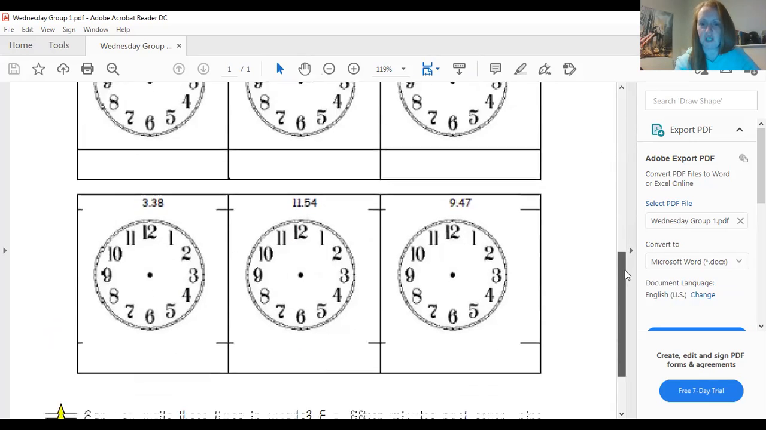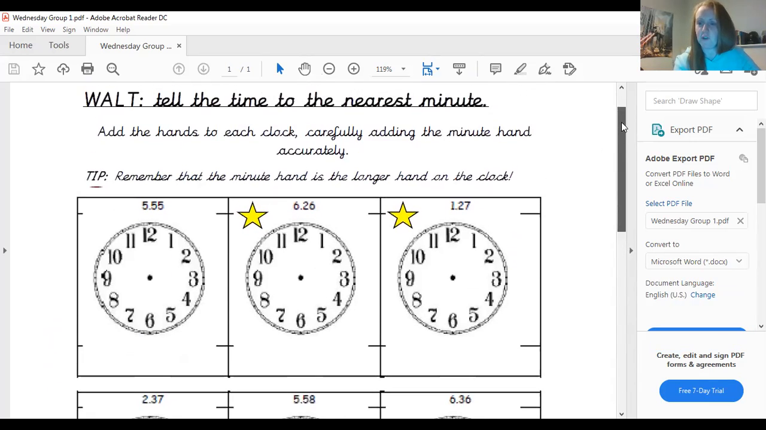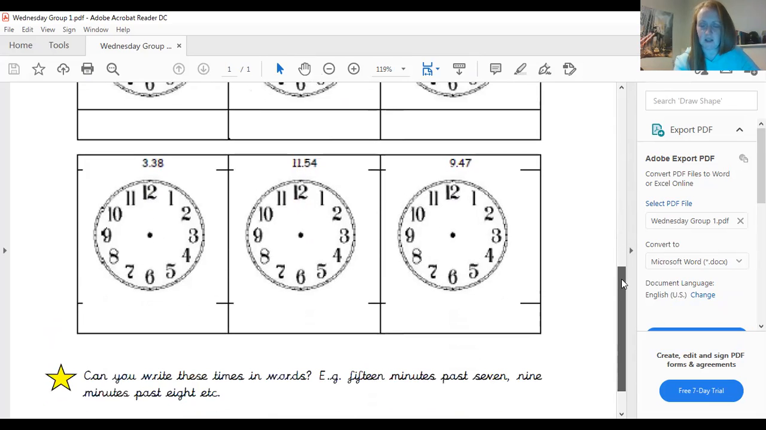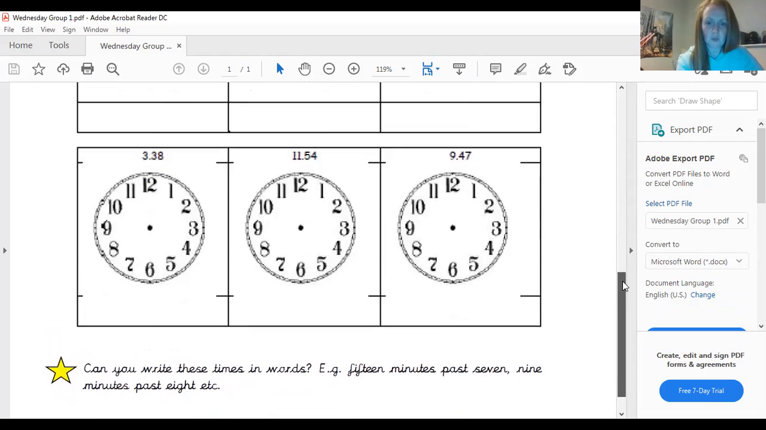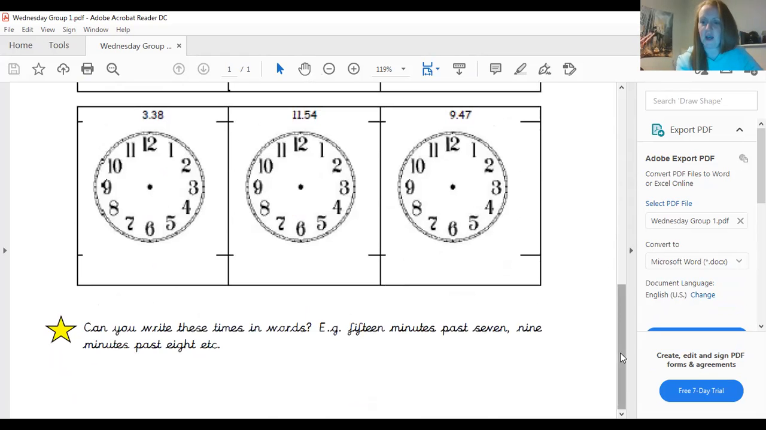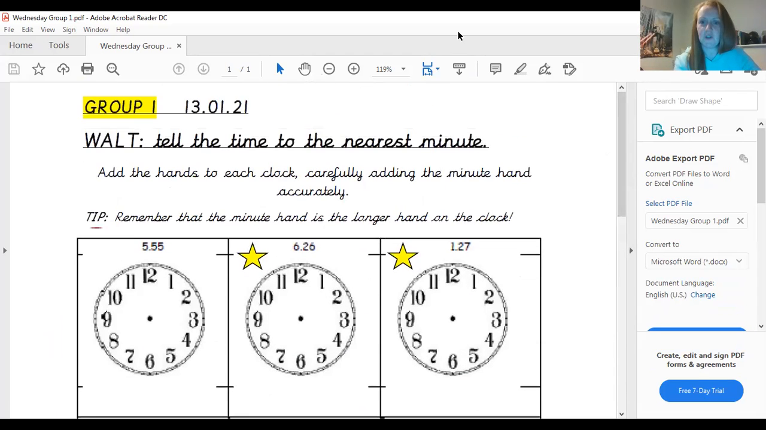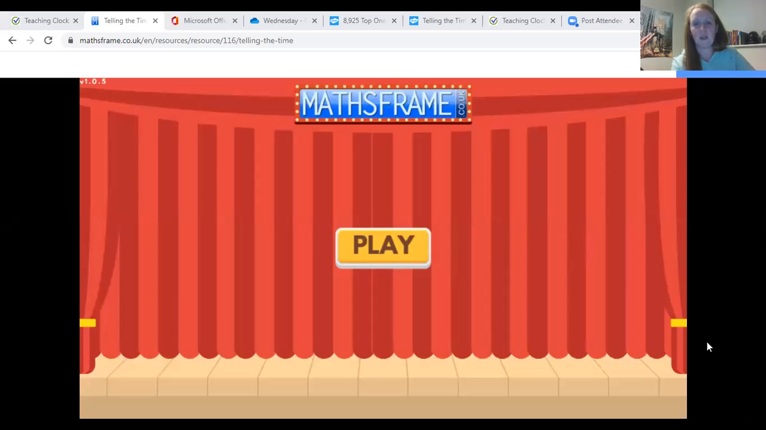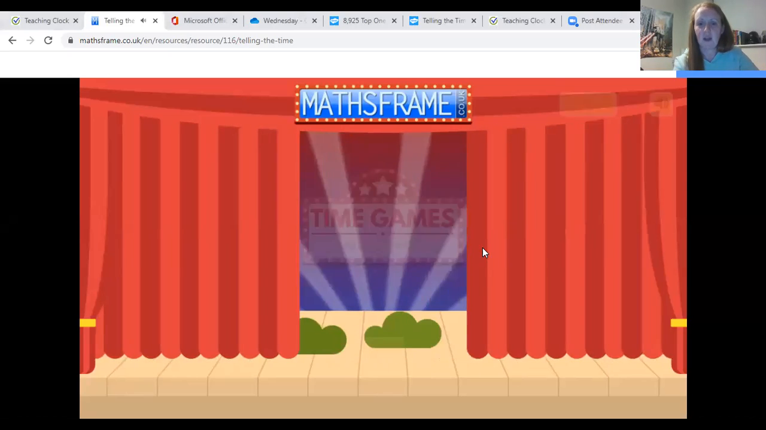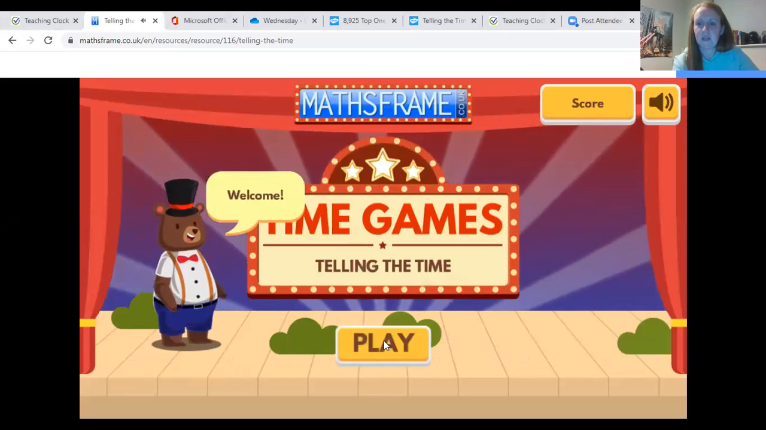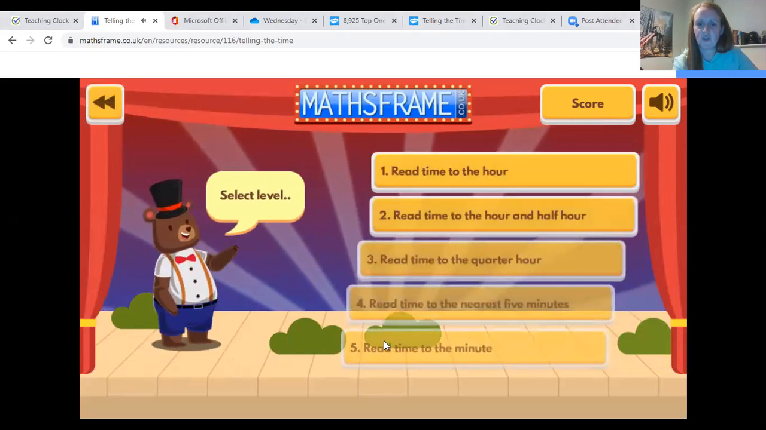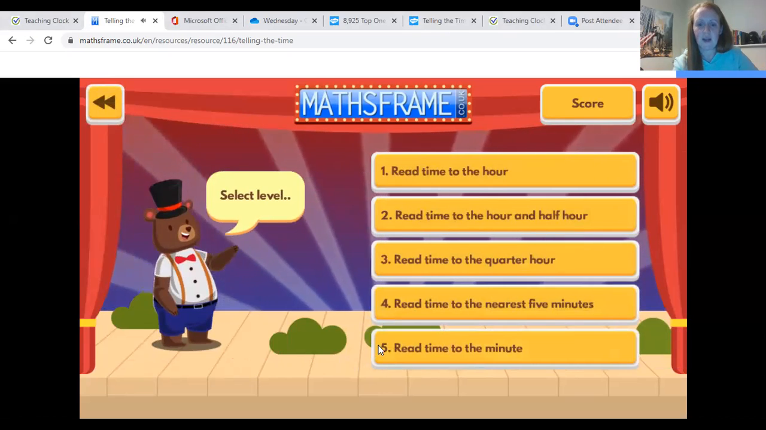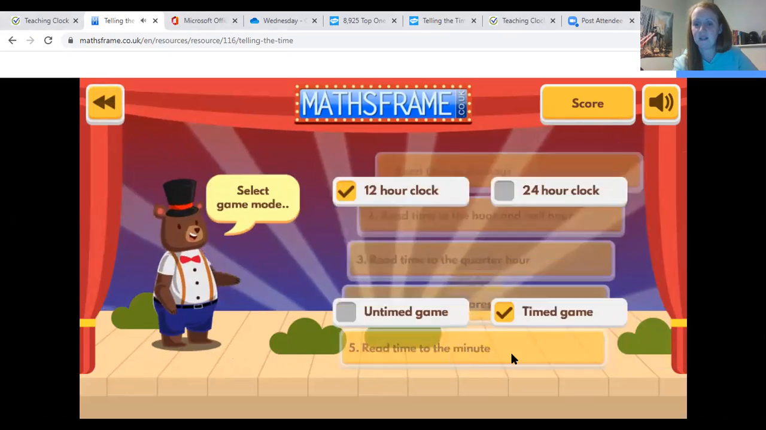Once you've done all of this sheet, and you feel confident that you've done it all right, I get an adult to check it for you, and you've done your 2 star questions at the bottom, what we would like you to do then is to pop yourself onto Maths Frame. Now you have to have a login for this, which is on your Maths overview for the week. And if you click into Maths Frame, there's a little game you can play to finish off, just to show that you've understood your learning. And you want activity 5, read time to the minute.